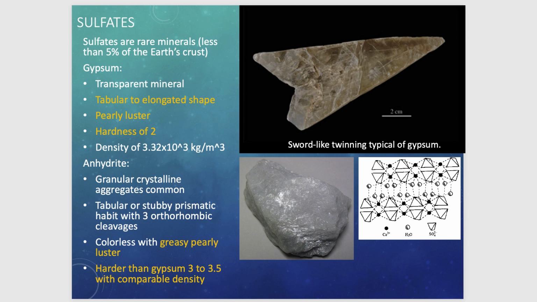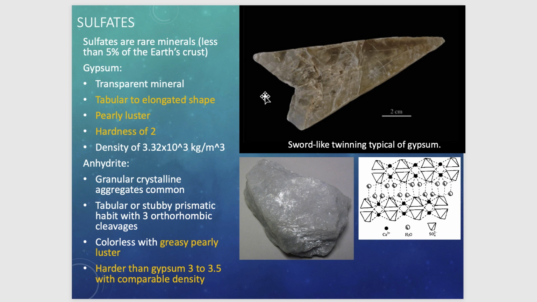It's quite translucent, so the light will go through it quite easily, so it's a transparent mineral. It does have, in some cases, pearly luster, and its density is relatively high on the 3.32 mark. Anhydrite usually is more granular, so it does have a crystalline aggregation that is quite common. You can see the example here. It's more massive with very tiny crystals.